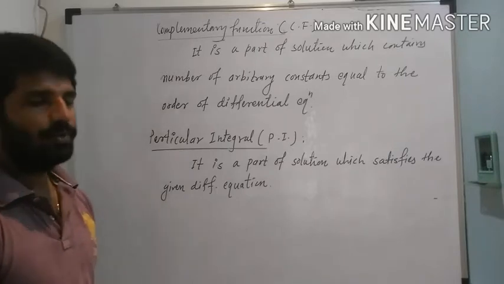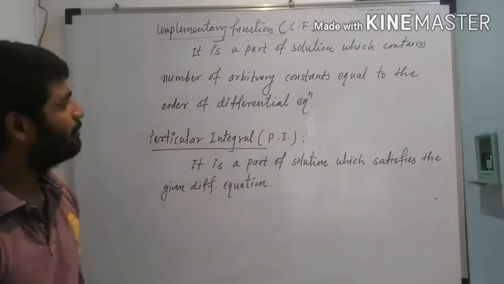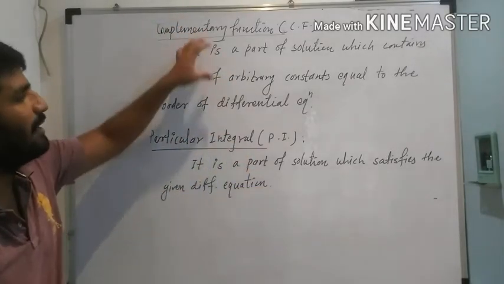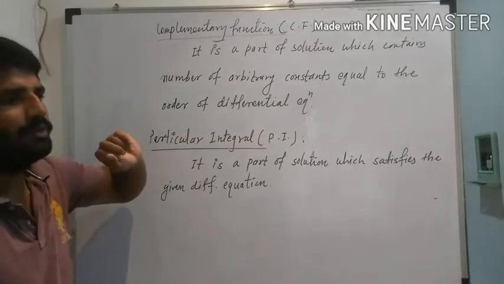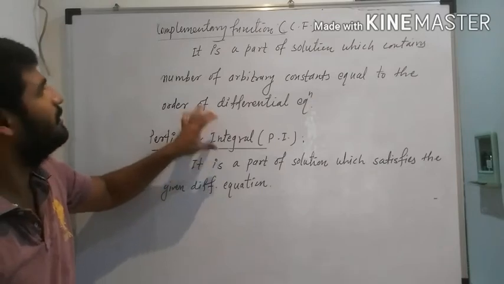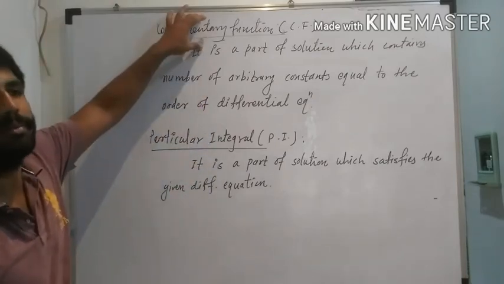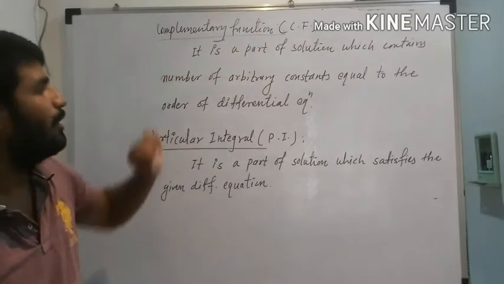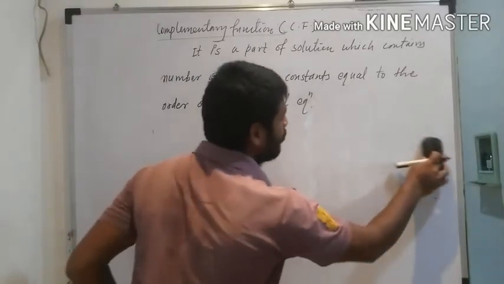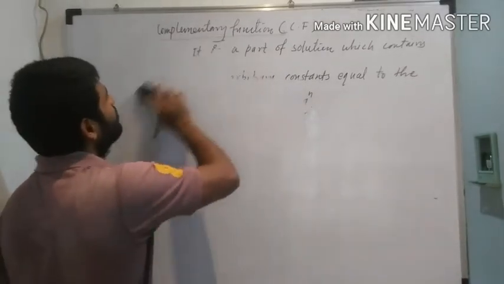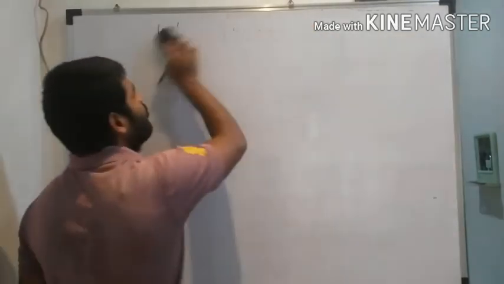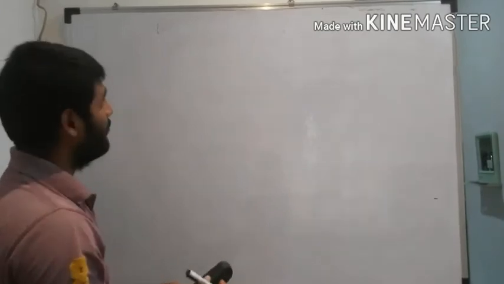Now, the question is that to find the general solution of a given differential equation, we have to find the complementary function plus the particular integral, and we have to add them together to write the complete solution. One by one we have to see how to find the complementary function and how to find the particular integral. So let us first see the methods to find the complementary function. There are four methods to find the complementary function, so we have to see them here one by one.